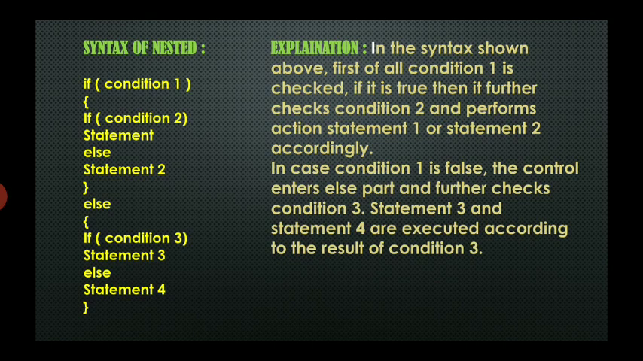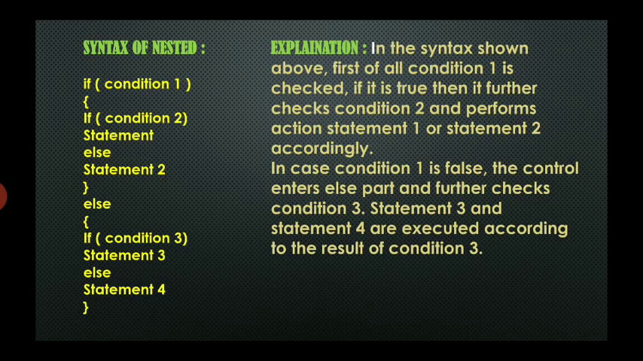If condition 1 is not satisfied, if it is false, the control enters the else part and further checks condition 3. If condition 3 is true or satisfied, then it will display statement 3. If it is not satisfied, if it is false, then it will display statement 4. I hope the syntax is very clear to you all.